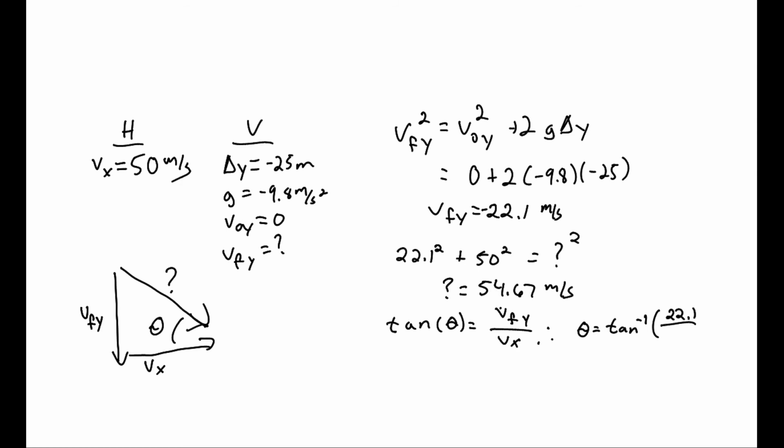Do you make the 22.1 positive? You probably want to make it positive because when we're looking at this triangle to find that angle, we want this side to be positive, because we're not really talking about direction there. We're talking about the triangle itself. And would the final velocity be negative? The hypotenuse, you're not going to make negative. Nope. So what's our angle?